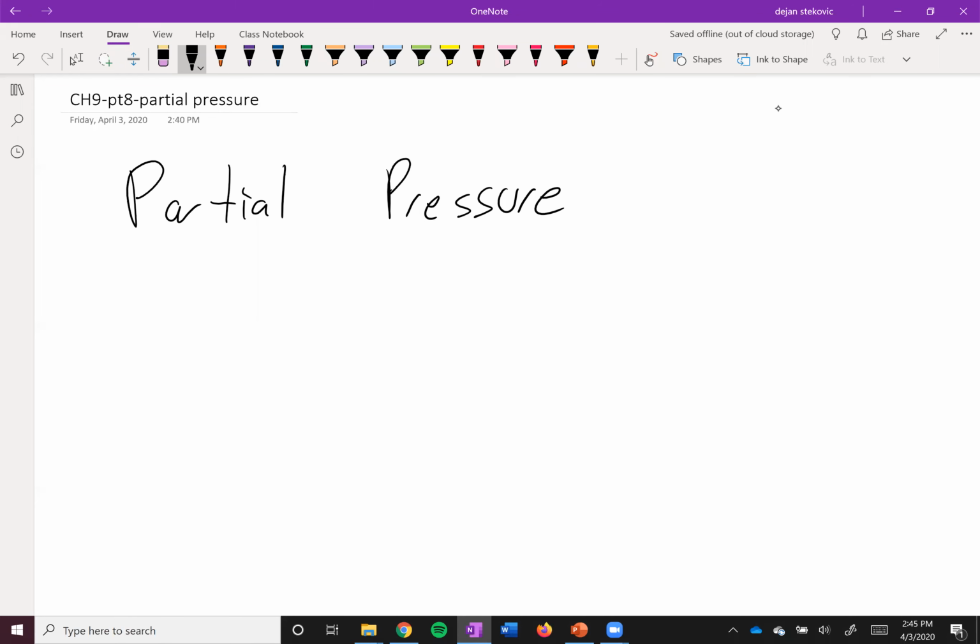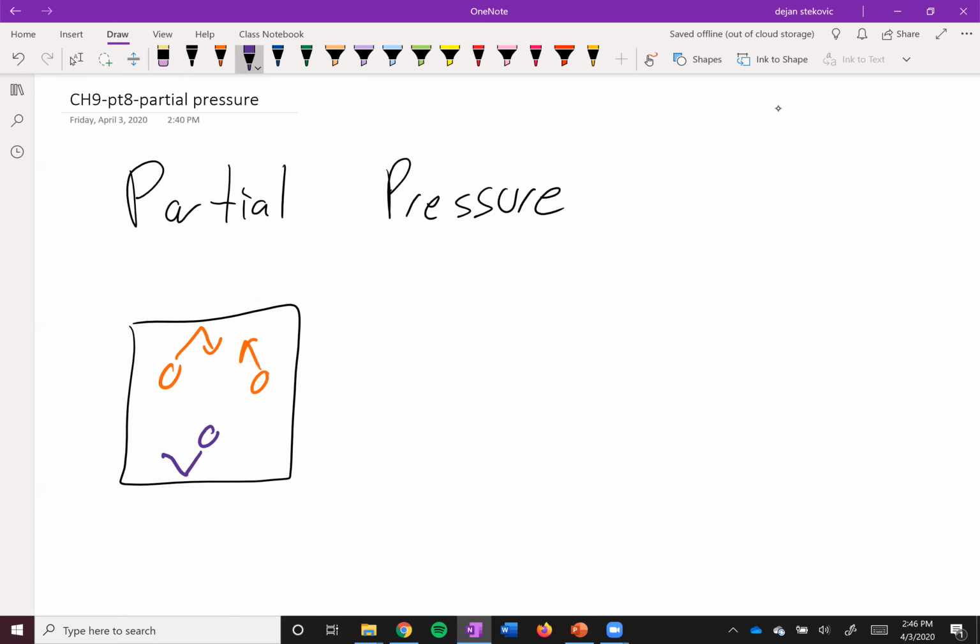All right, so next up on our idea of concepts here is that of partial pressures. What we're imagining here is a little container, and let's say we've got some gas flying around. But we've got different types of gas in here, right? We've got some of this orange gas, some of this purple gas, and then maybe some of this blue gas as well. All of this stuff is just flying around here.